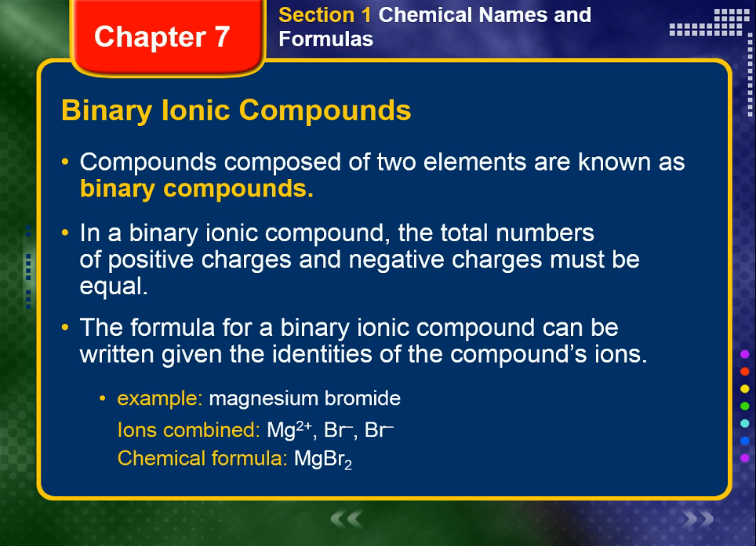The symbol for the cation, Mg, is written first. Note that the charges of the ions are not included in the formula. This is usually the case when writing formulas for binary ionic compounds.